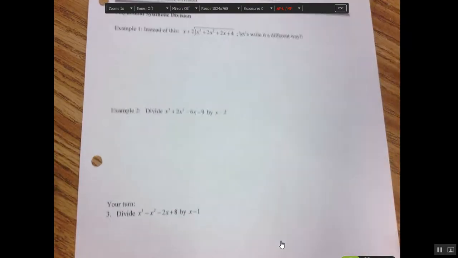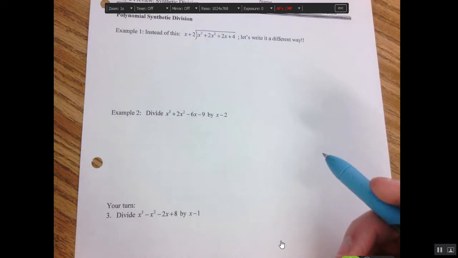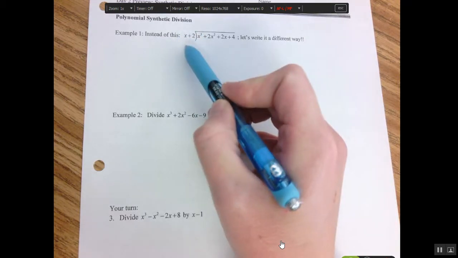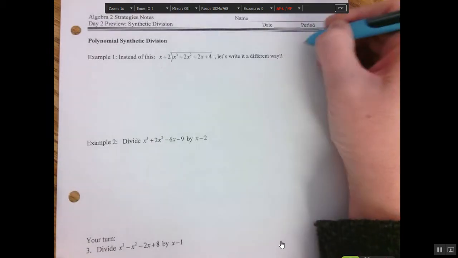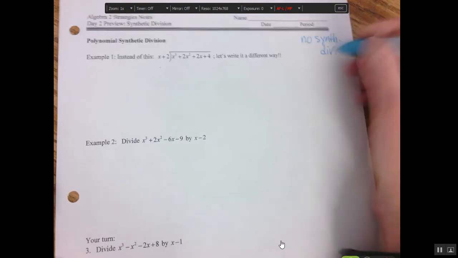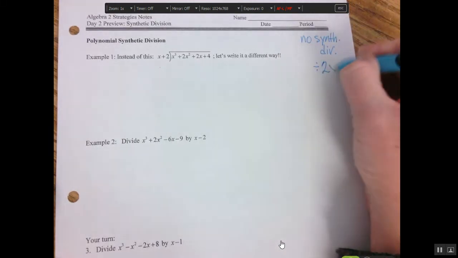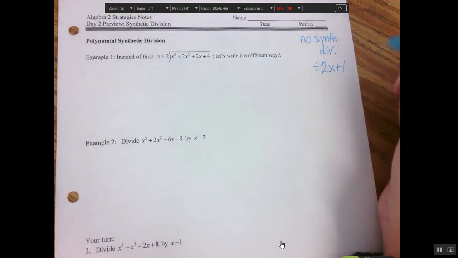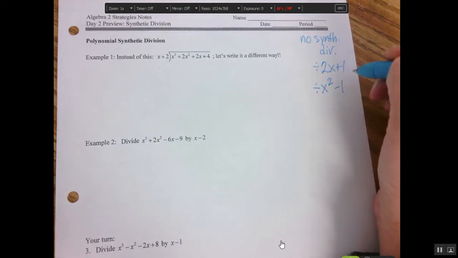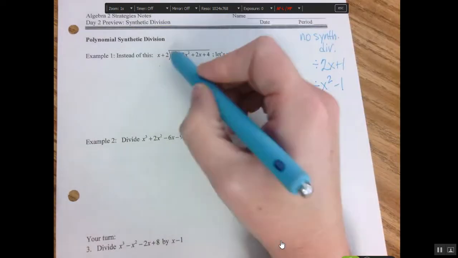All right, guys, listen. We're recording now. So we're doing algebra 2. We're doing synthetic division. It's easier than long division, but you can't always do synthetic division. You can only do synthetic division if your divisor is x plus a number or x minus a number. Okay? So you cannot do synthetic division if you're dividing by like 2x plus a number, 3x plus a number. You can't do synthetic division if you're dividing by x squared minus a number.